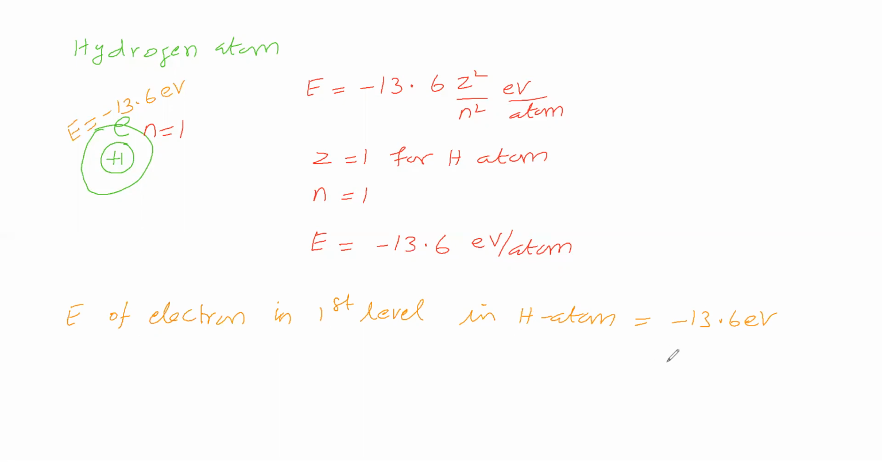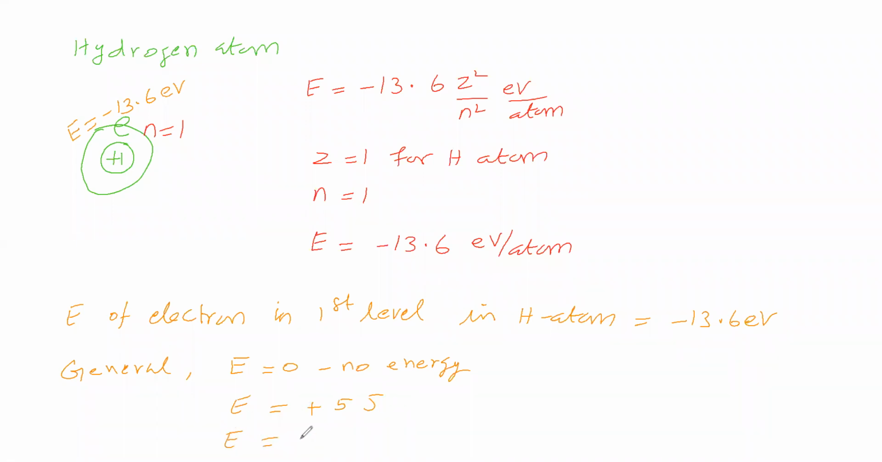Okay, now generally, in general, energy equal to 0 means no energy. This means no energy. Energy equal to some 5 joule means some energy is there. How much energy? 5 joule, we can say.